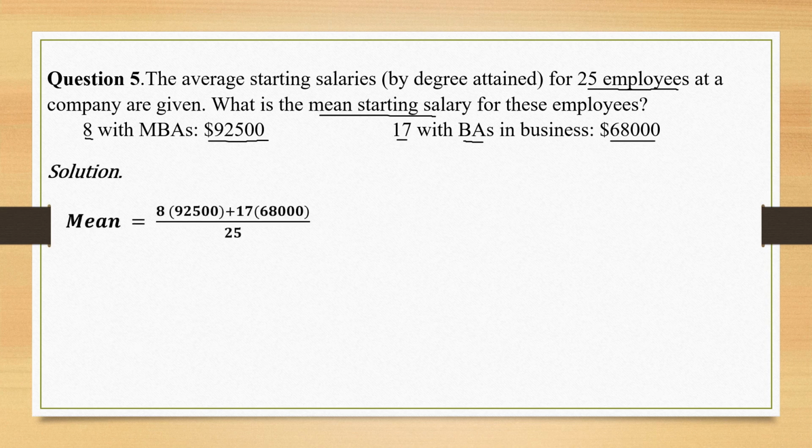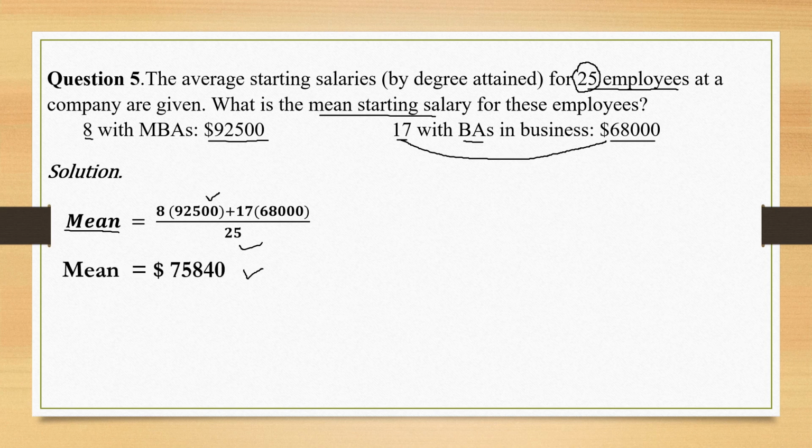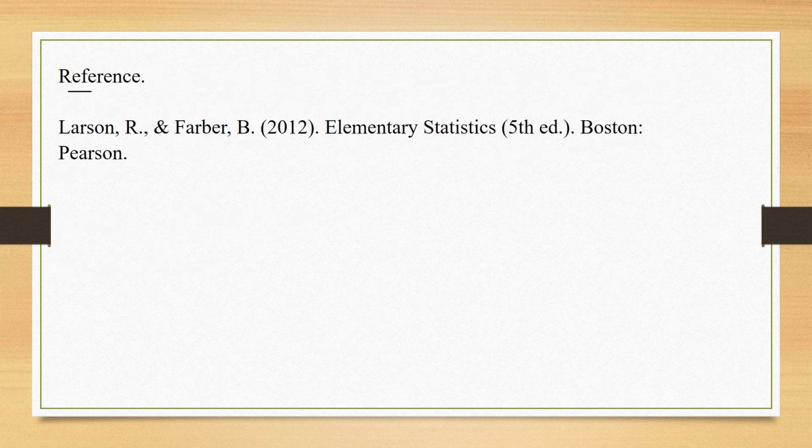Okay, so let's have a look. Here we need to find the mean, so 8 multiplied by 92,500, plus here we will multiply both the numbers, and then in total we have 25 employees. So after calculating, the average mean starting salary will be $75,840 for 25 employees.